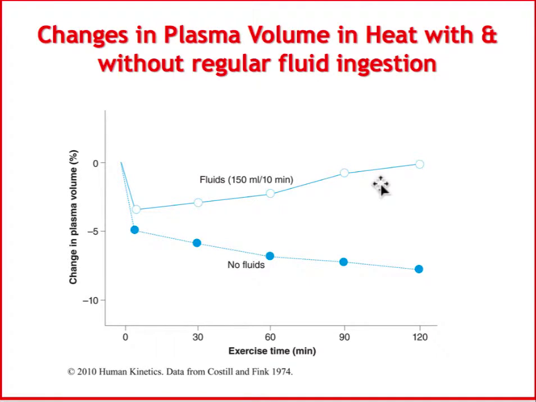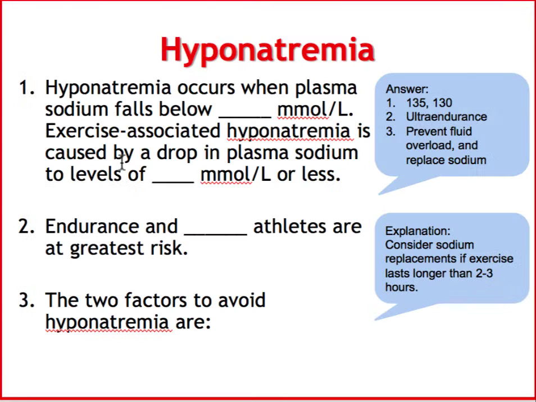This shows the change in plasma volume with fluid intake versus no fluid intake. It shows that immediately upon exercising, your plasma volume decreases because it moves into the interstitial space, just because your blood pressure increases. Hyponatremia occurs when plasma sodium concentration falls below 135 millimoles per liter, and this is exercise-associated hyponatremia.